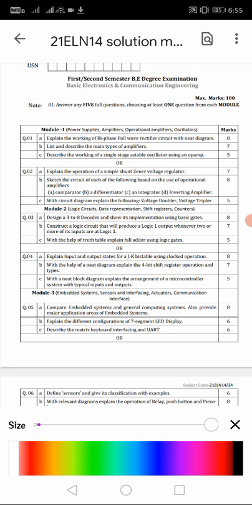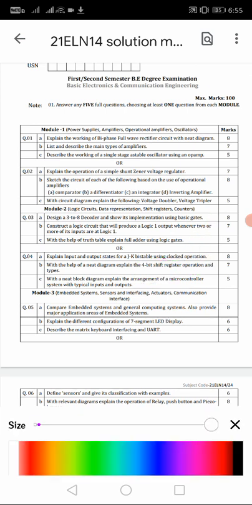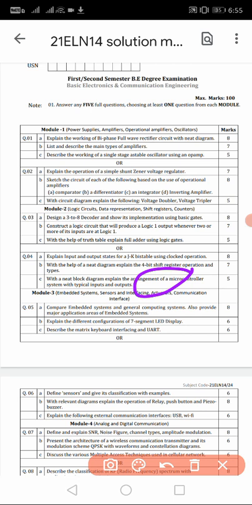Next, 4B: with the help of a neat diagram, 4-bit shift register. It is repeated again, so mark it, a definite question. In set number 1 also it was there. Next, question number 4C: microcontroller. Again it is repeated from set 1, so it is a definite question.